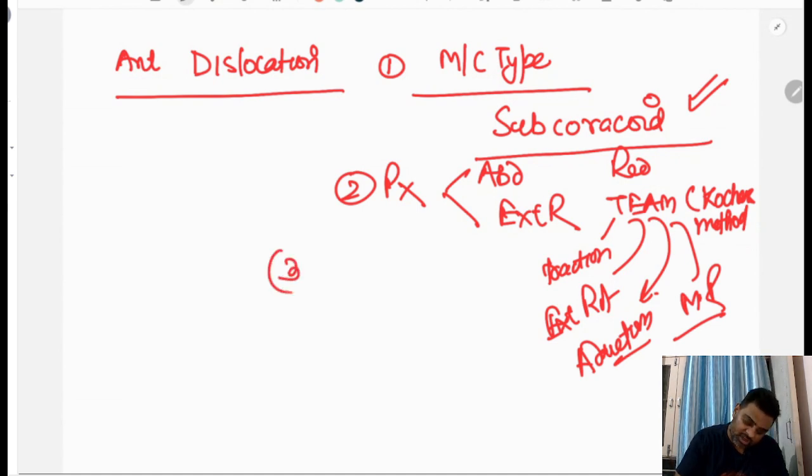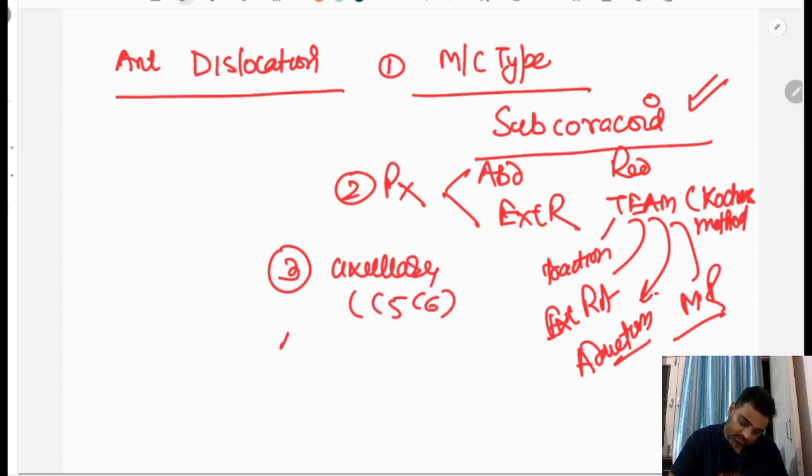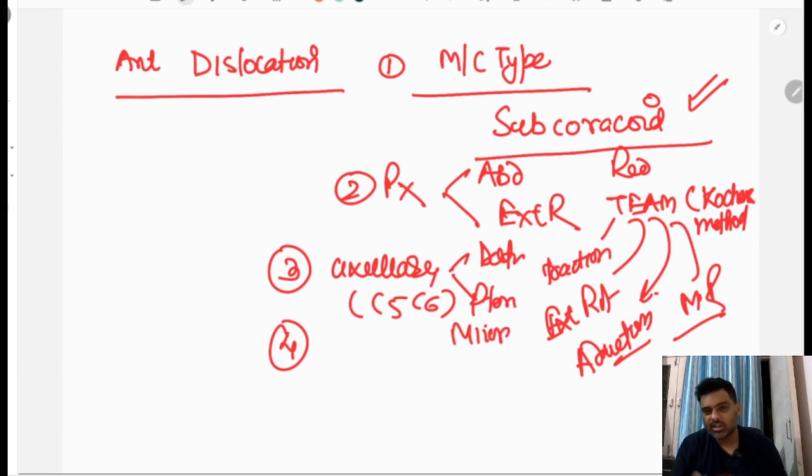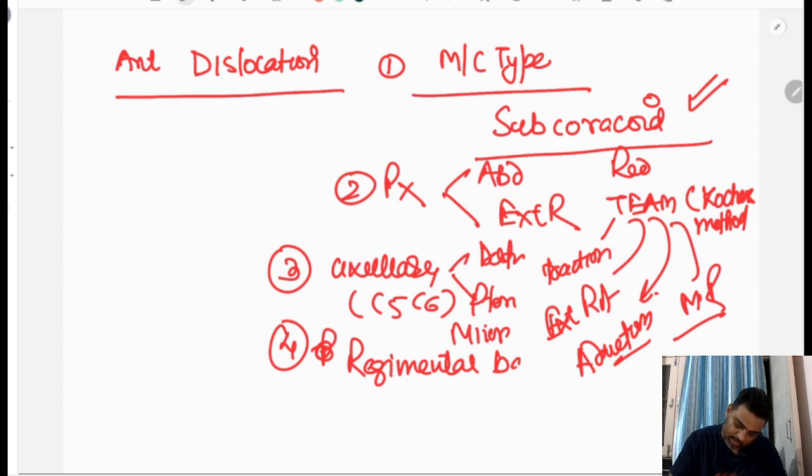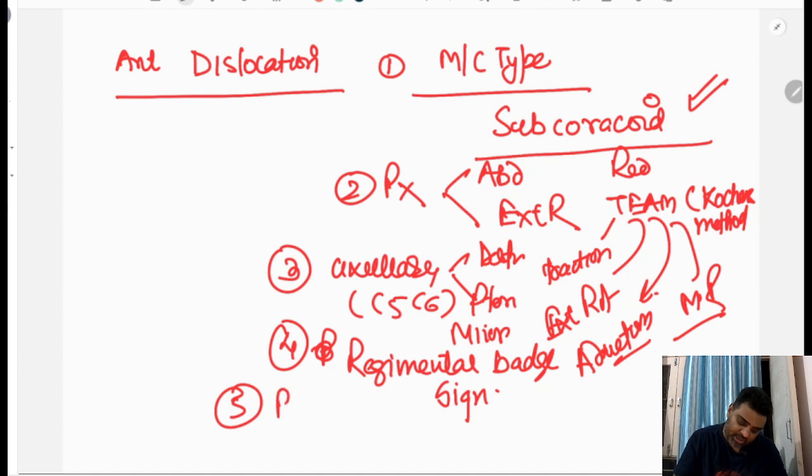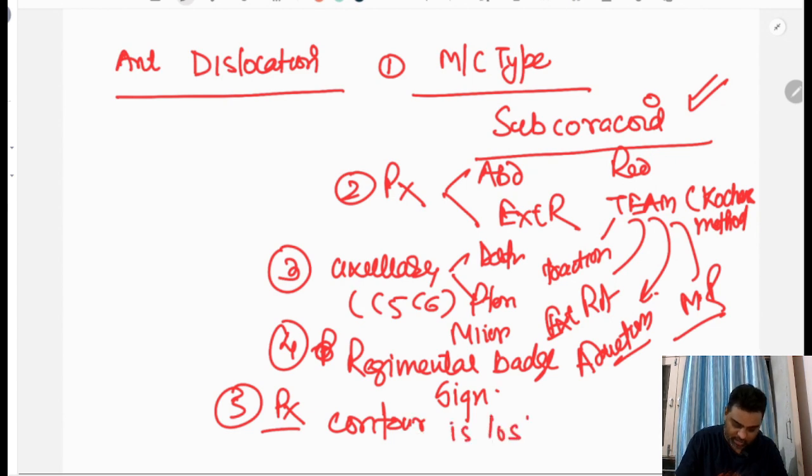The most common nerve injured, I have told you, is the axillary nerve, that is C5, C6. I have told you this supplies the deltoid and teres minor. I am writing the same thing again and again just so that you remember it. And it also presents with the regimental badge sign. Fifth, in presentation, a very important point: contour is lost. Contour is lost.